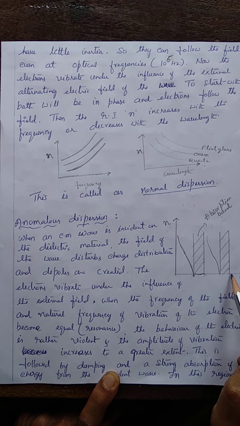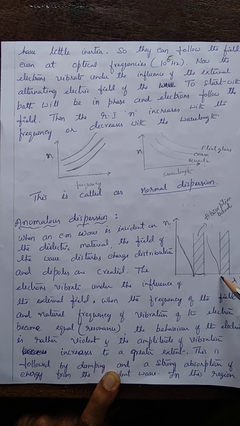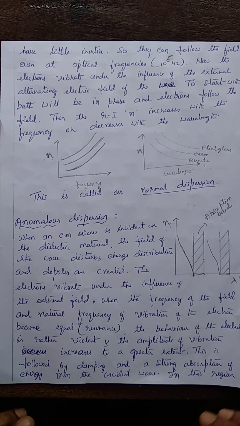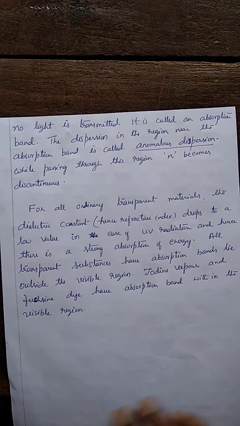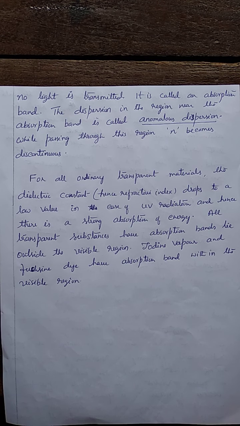With further increase in wavelength, the variation of N continues again, and at another region an absorption band is again produced. Such a phenomenon is called anomalous dispersion. Here, in this region of absorption, the value of N becomes discontinuous. So no light is observed in that region. This is nothing but anomalous dispersion.